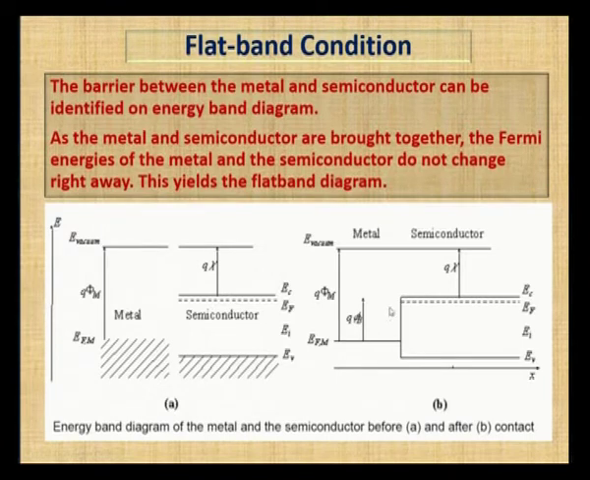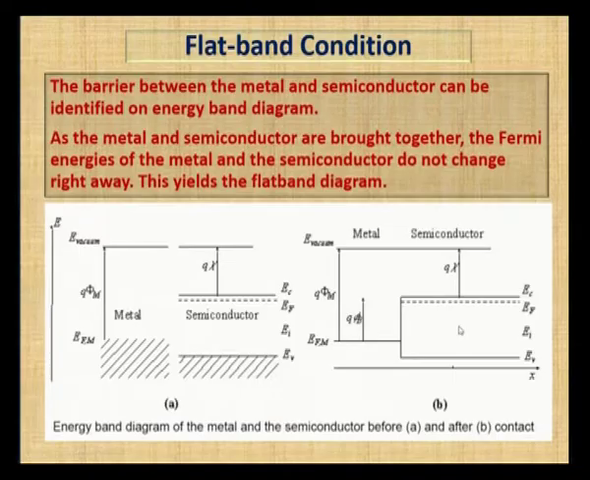We can observe the flat band barrier when the metal and semiconductor come into contact. This phi b is the barrier height. This phi m is the work function of the metal. The symbol chi indicates the electron affinity of the semiconductor.